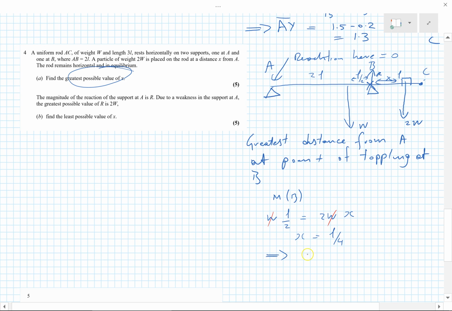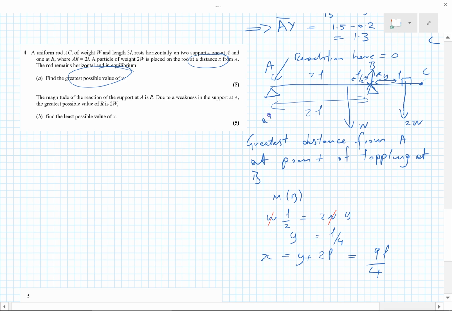But we want the distance AX, the greatest possible value of X. It is a bit unfortunate that I've marked it as X here. Probably shouldn't have done that because the question specifically called this distance X. Let's just change the letter to get it consistent. Let's call it Y. So X is equal to Y plus the distance all the way along, which is 2L. So it's equal to Y plus 2L, so that's 9L over 4. Okay, so that question is done.